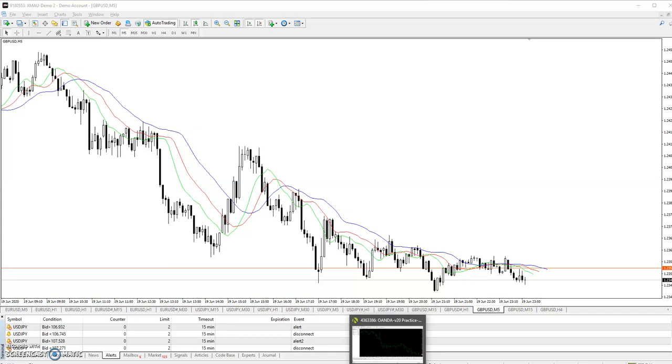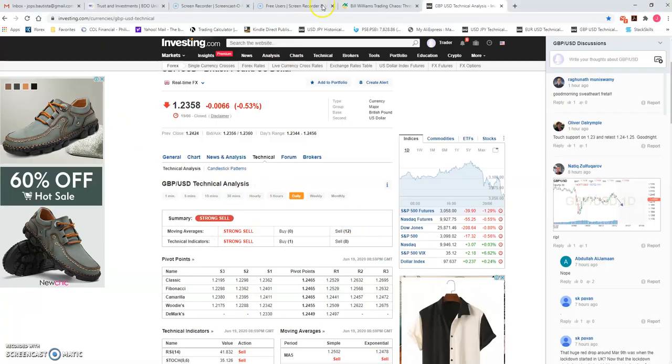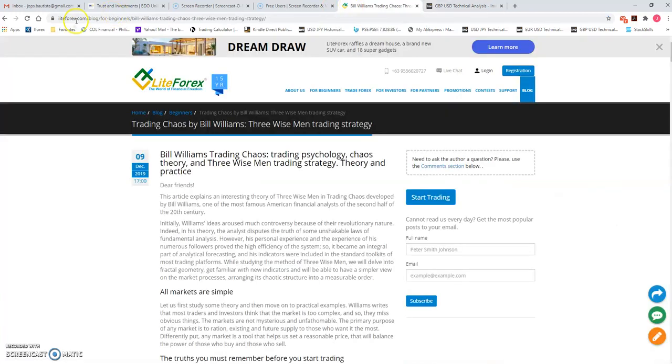Okay, now we get to the exciting part. We're going to be talking about the first strategy, which is Bill Williams' Three Wise Men strategy. Let me just give you a few references. This guy, lightforex.com, Bill Williams Trading Chaos, Three Wise Men Trading Strategy. He did a pretty good summary of the book, so you can read it here if you want the summary. If you want the book, it's available on Amazon. Trading Chaos by Bill Williams and his daughter.